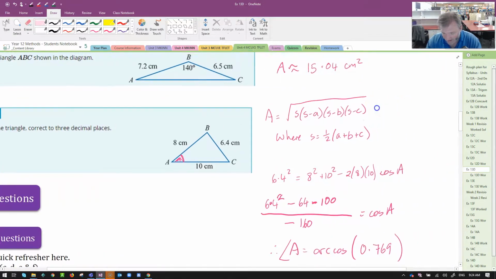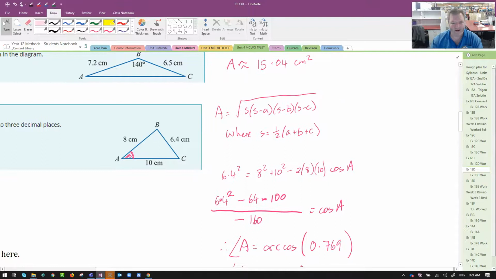How does that compare with Heron's formula? Do you want to have a go at that? Oh man, it's exciting enough. Why wouldn't we? What do we got there? 10, 8, and 6.4, 24.4. So S equals 1/2 of 24.4, which you've already figured out and said in your head.